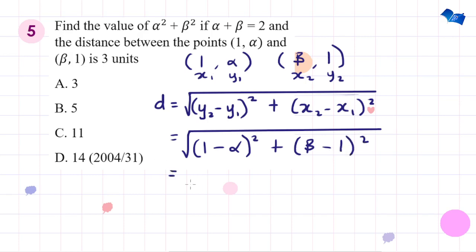This is equal to square root of, I'm opening the brackets now, 1 minus alpha squared. I'm opening the brackets. 1 will multiply 1, that will be 1. 1 will multiply minus alpha, that will be minus alpha. Minus alpha will multiply 1, that will be minus alpha. So when you add that, you have minus 2 alpha. Then minus alpha times minus alpha, you get alpha squared.